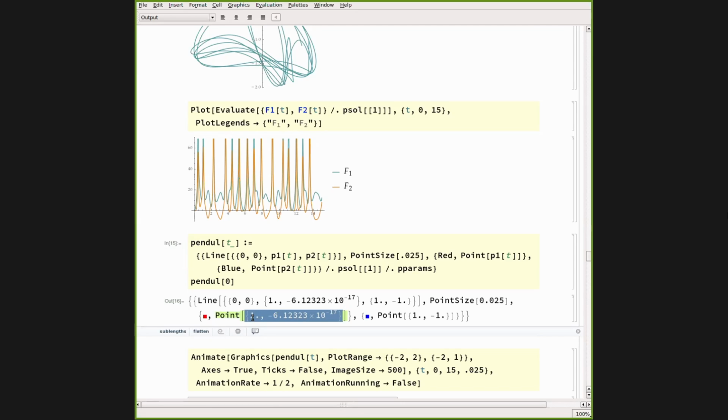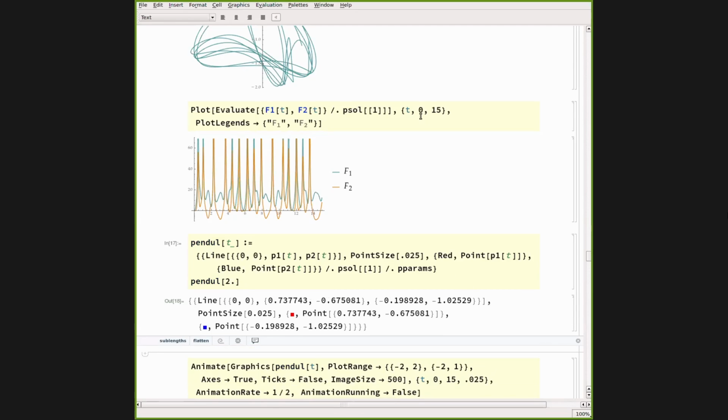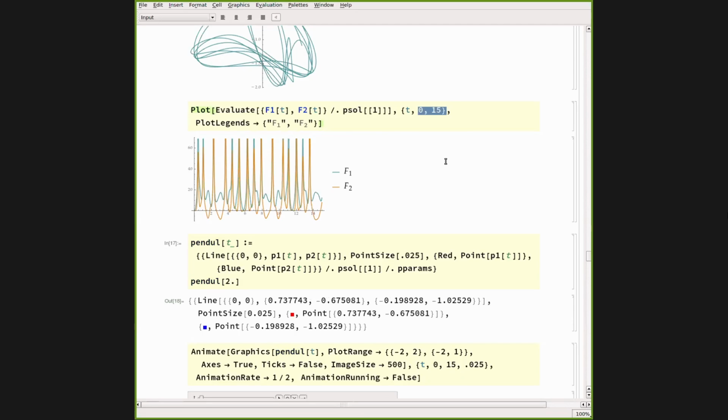This is what I have set for the angles, which defines such positions for the pendulum. Okay, so you can, of course, compute it at any point you wish, but it has to be in the time domain for which the solution was found.